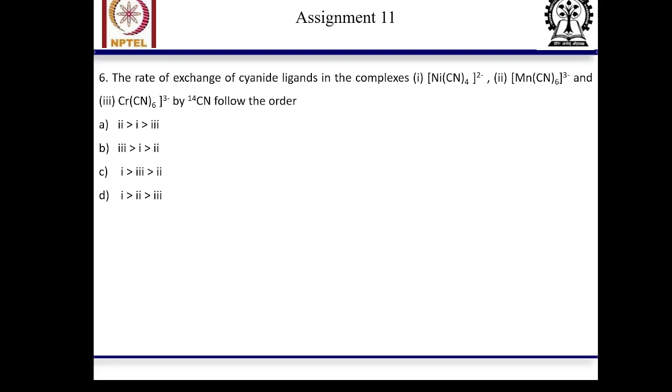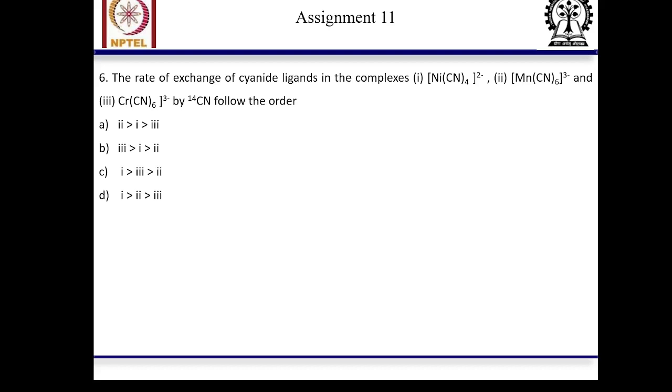How to identify pi acceptor or pi donor? It is very simple. A pi acceptor should have an empty pi orbital which is higher than the T2G orbital. But a pi donor should have a filled p orbital. Like NH3, it has a lone pair, so that can be a pi donor. All the lower series halides are pi donors because they have filled p orbitals.